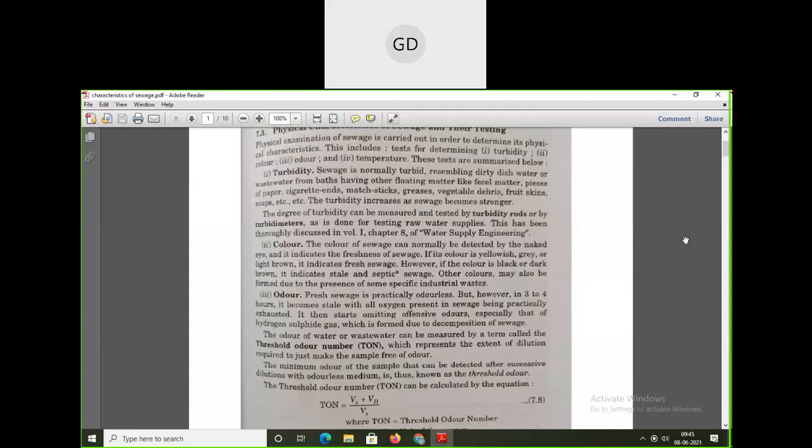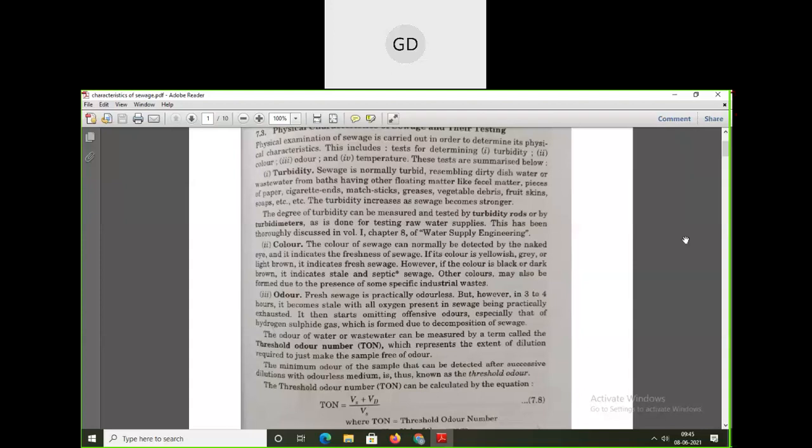If the color becomes black or dark brown, you can say that the sewage is stale and septic. That is, if the sewage is kept for more time, it will become stale, black in color or dark brown. So it indicates that the sewage is stale and septic. Other colors might also be there.